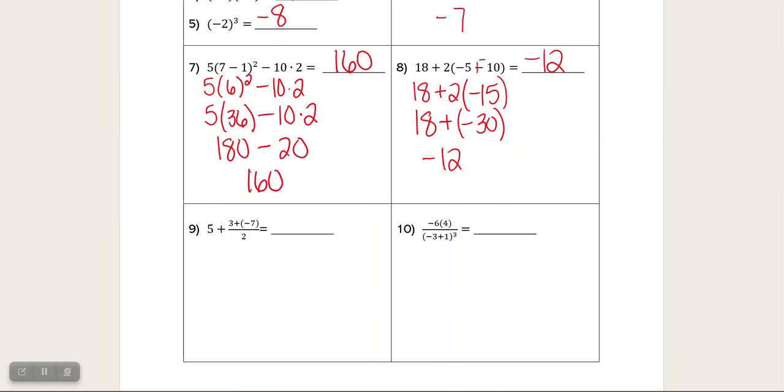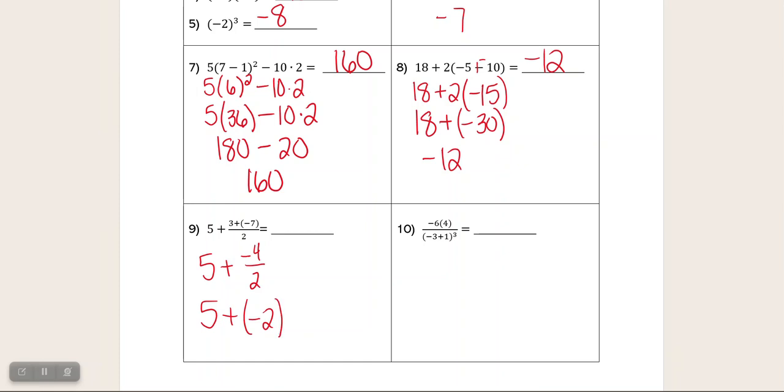9 and 10, we both have those division bars that are kind of acting like those grouping symbols. So you have to clean up those numerators and denominators before we can actually divide. So in number 9, we're going to do 3 plus -7 first, and that's -4. And now it's over 2. -4 over 2 is -2.